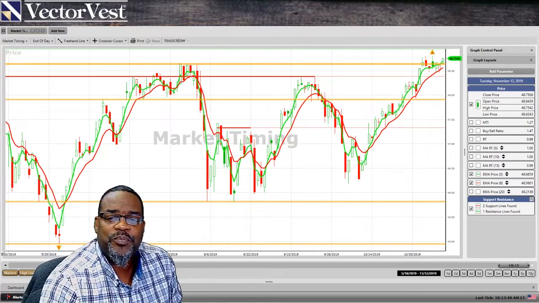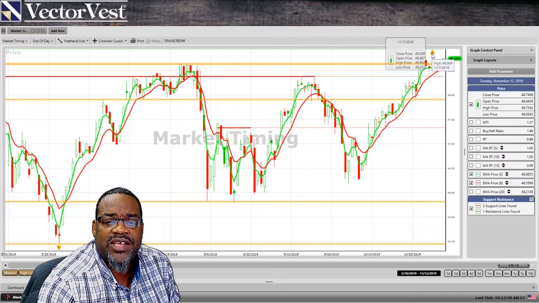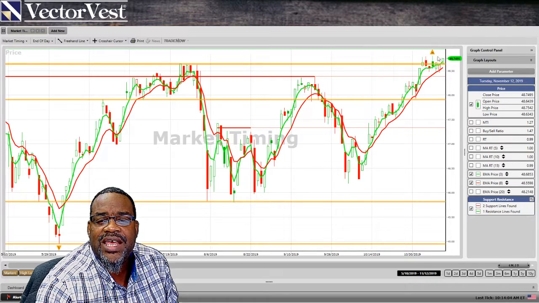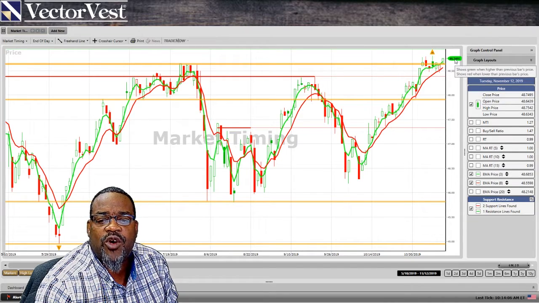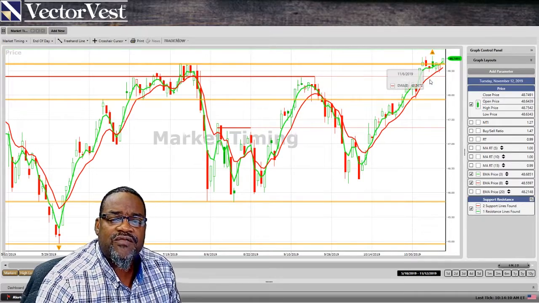So today's activity, nice open green candle approaching the high that we had a couple of days ago on 11/7. The high of the VectorVest Composite on that date was $48.80, and we're about 6 cents off of that. If we can take that out, that is still a good sign for the market.